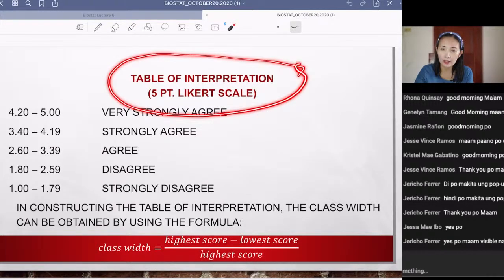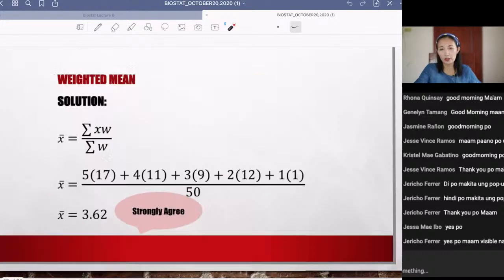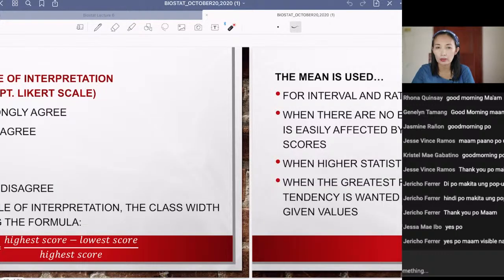Please take note of this because when you will be in your third year, I'm sure you will be making use of your Likert scale when you administer a survey or do your simple research. So, within this bracket, 4.2 to 5, very strongly agree. 3.4 to 4.19, strongly agree. So, let's go back. The answer is 3.62, which is interpreted as strongly agree. Okay, moving on to the next.